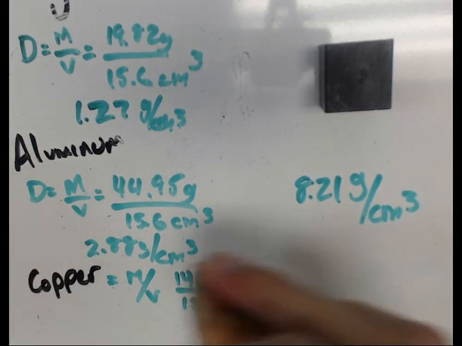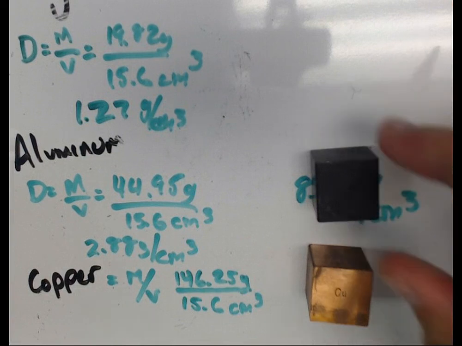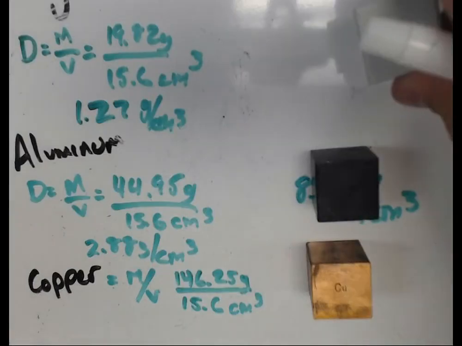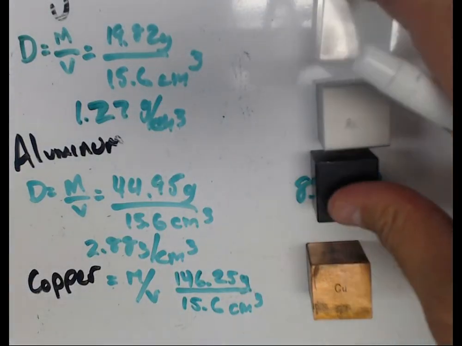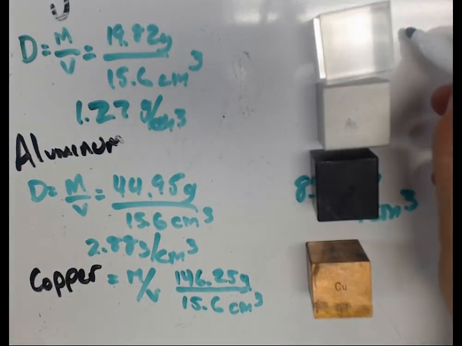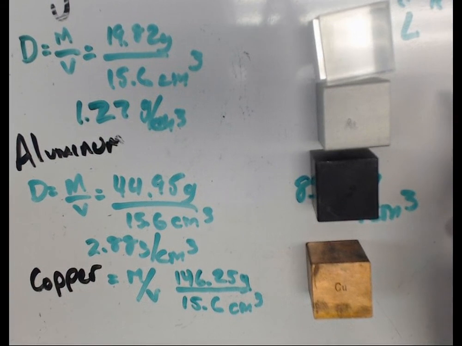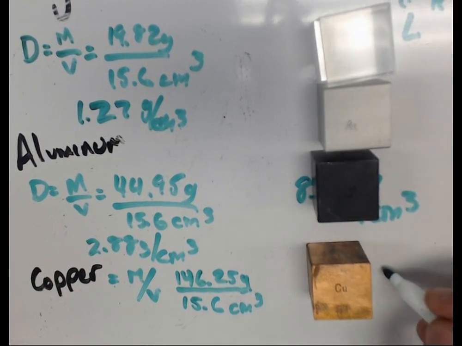So the heaviest one is the copper one, and then the next one is the iron one, and by far and away these two are the lightest. So put them in order. This is the "lightest", and I'll put that in quotes because it's not really the lightest, it's just the one with the least amount of density. And this copper here is the one with the highest density.